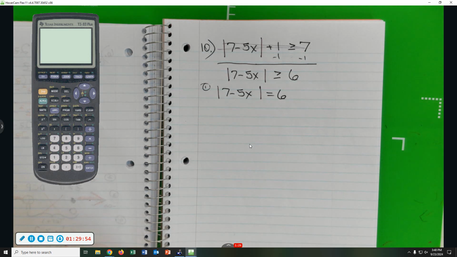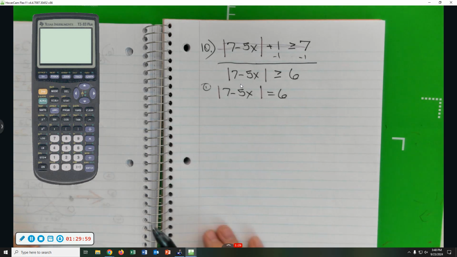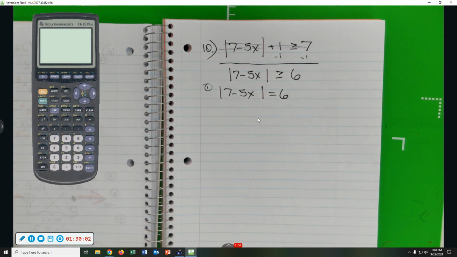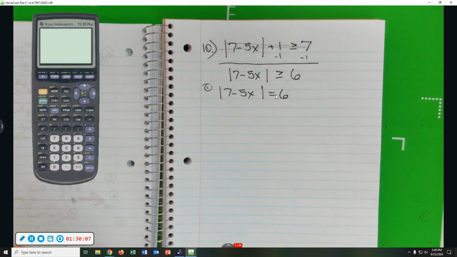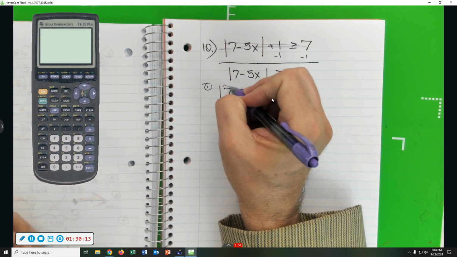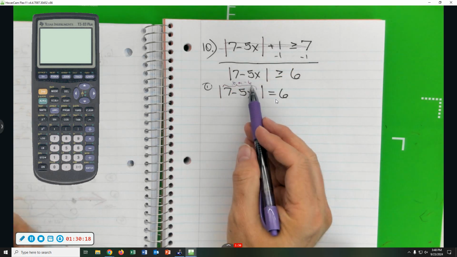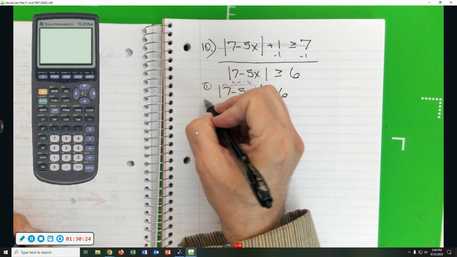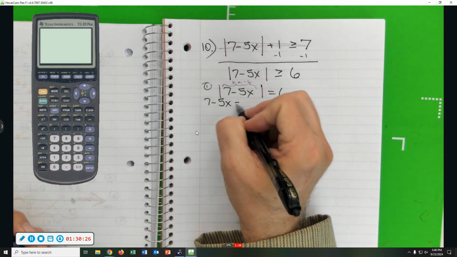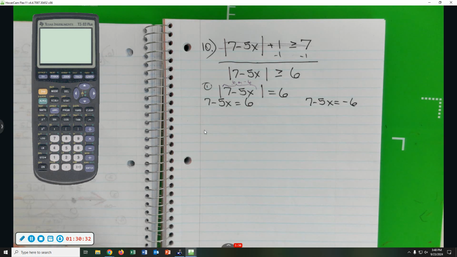I remember solving these things on Wednesday. We have an absolute value equaling a positive number. How many solutions do we expect? What numbers have an absolute value equaling 6? 6 or negative 6. So that stuff there has to be either 6 or negative 6. So you take the stuff on the inside, set it equal to positive 6, set it equal to negative 6.